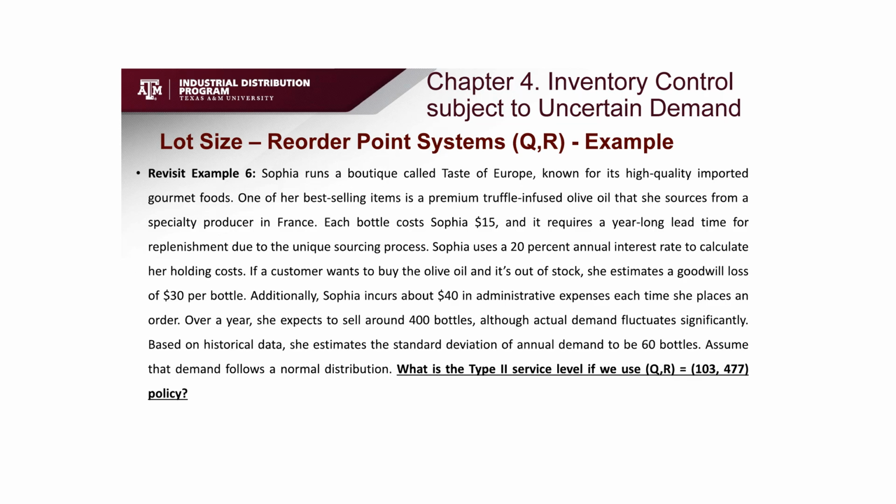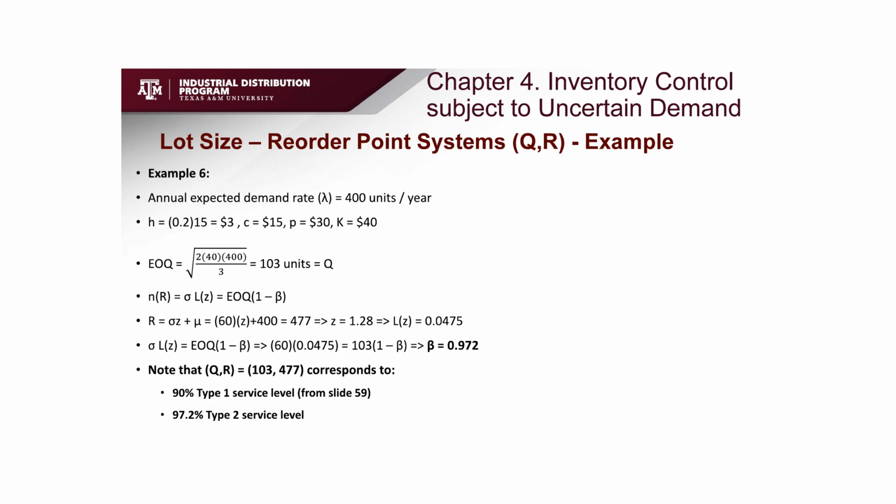Well, let's compute it. Okay, we keep the same numbers. The EOQ is still 103 and the relationship is N of R equals sigma L of Z equals EOQ times 1 minus beta. Now R is 477, which came from Z equals 1.28, and the loss function L of 1.28 is 0.0475. And that makes sigma L of Z 60 times 0.0475. Set it equal to 103 times 1 minus beta, and solve. Beta is 0.972, and there's the punchline.